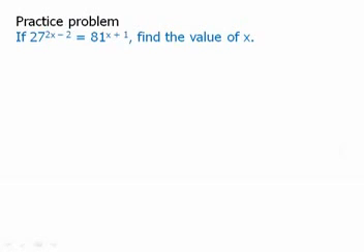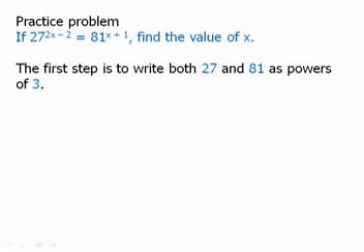Here's a practice problem along these lines. So this now is a problem as it might appear on the test. Pause the video and then we'll talk about this. Okay, well, 27 and 81, we can't write 27 as a power of 81 or 81 as a power of 27. The first step is to recognize that both 27 and 81 are powers of 3. And we can rewrite them as powers of 3. 27 is 3 to the 3rd. 81 is 3 to the 4th.